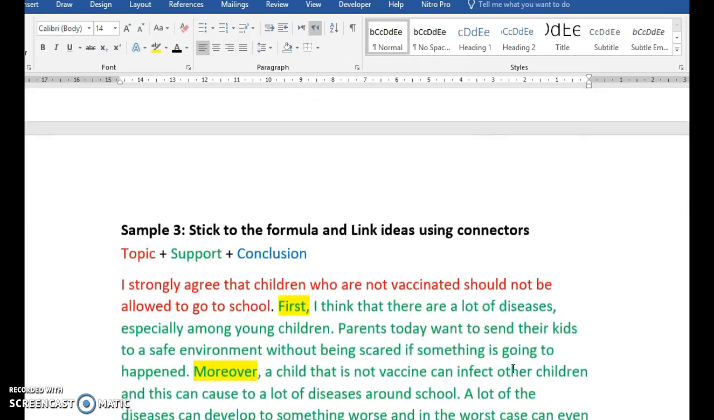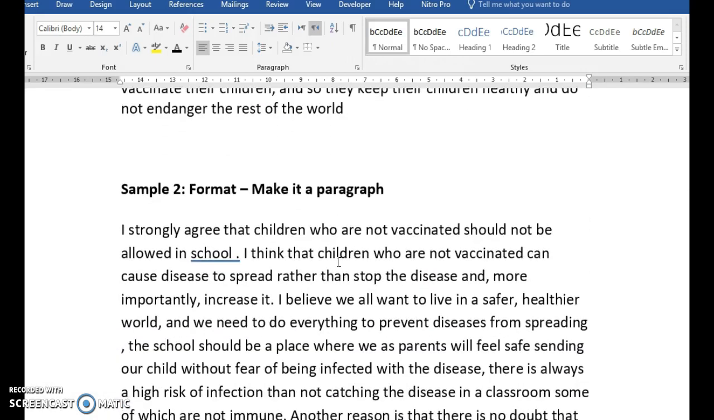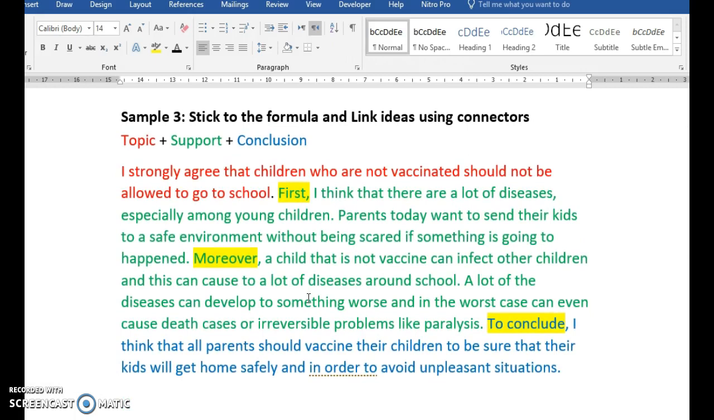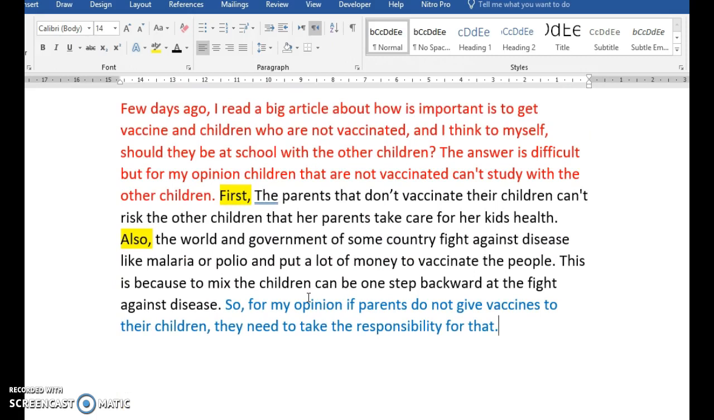So quickly, let's go back. The first one, we talked about using Word in English. In the second sample, we talked about making it a paragraph. In the third sample, we looked at the formula. And in the last one, we looked at what we can do to make our writing better.